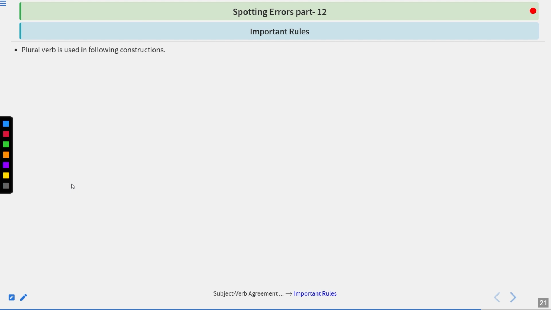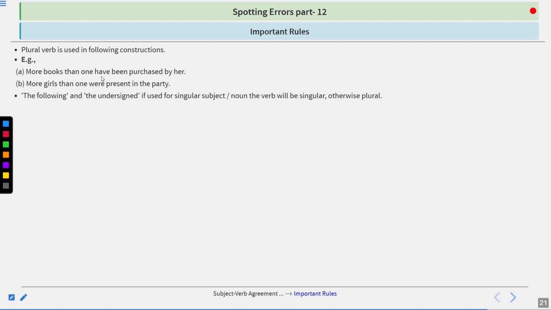The construction more plus noun plus than one takes a plural verb, as in the following. More books than one have been purchased by her. So again, if you find more plus plural noun plus than one, you have to use a plural verb here. More girls than one were present there in the party. The following and the undersigned, if used for a singular subject noun, the verb will be singular, otherwise plural. The following are the new prices of these items. Undersigned has taken a decision, SK Jain.